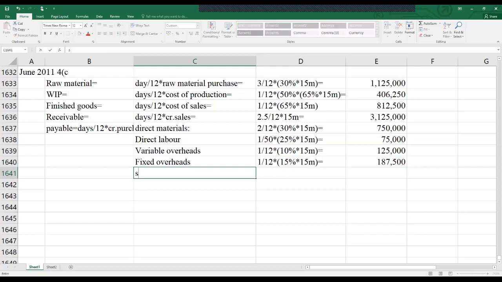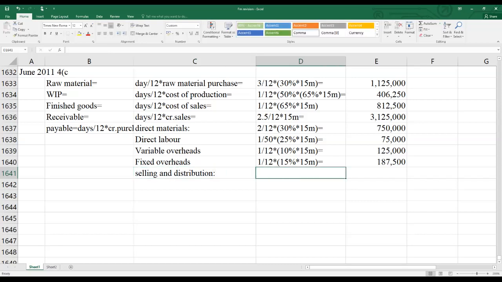Then you have some other suppliers here, the selling and distribution suppliers. The company pays them after half a month, 0.5, therefore. We multiply by the proportion of the amount the company buys from them, 5% of 15 million. Gives us how much?